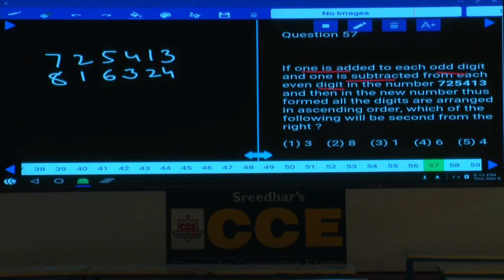Then all the new numbers thus formed, all the digits are arranged in ascending order. This will be 1, 2, 3, 4, 6 and 8. Now the question: second from the right. What is the second from the right here? 6. 6 is the second from the right hand side, choice 4.